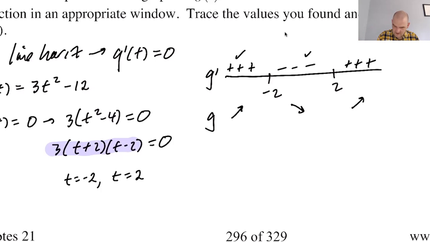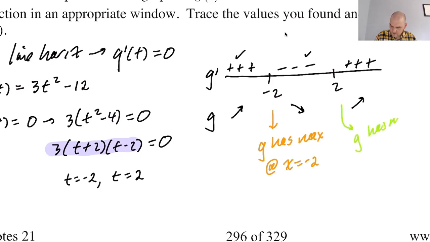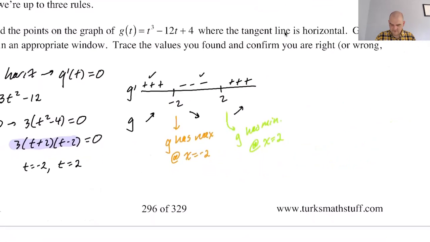Let me change colors here. I'm thinking that g has a maximum at x equals -2. And relatedly, if the function changes from decreasing to increasing at a value, it should have had a minimum. So I'm thinking that g will have a minimum at x equals +2. And I think the function is going to look a little like this.